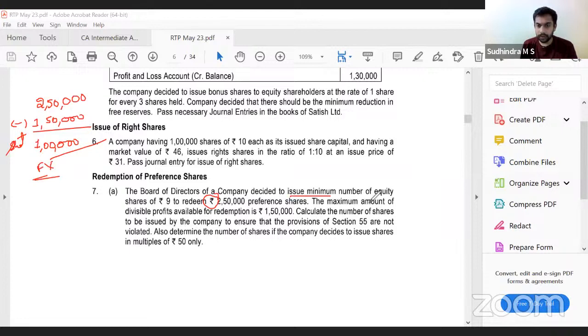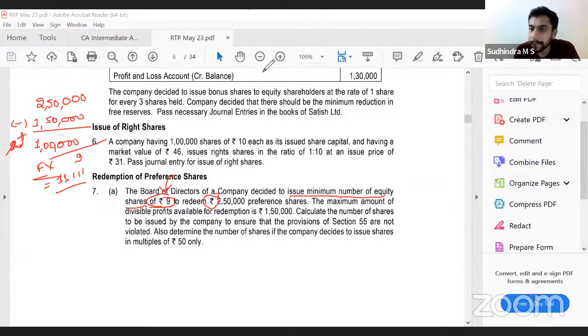What is the face value? Minimum number of equity shares of 9. Now, is this 9 rupees face value or issue price? Face value. Very good. It is face value because they are not telling at ₹9, they are telling of ₹9. Correct. Therefore, it is face value. 1 lakh divided by 9, we get the number of shares: 11,111.